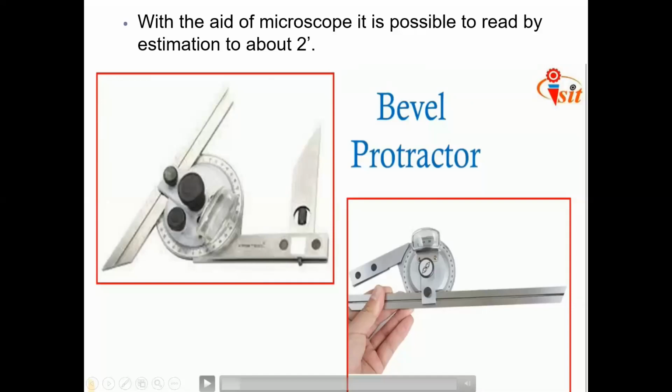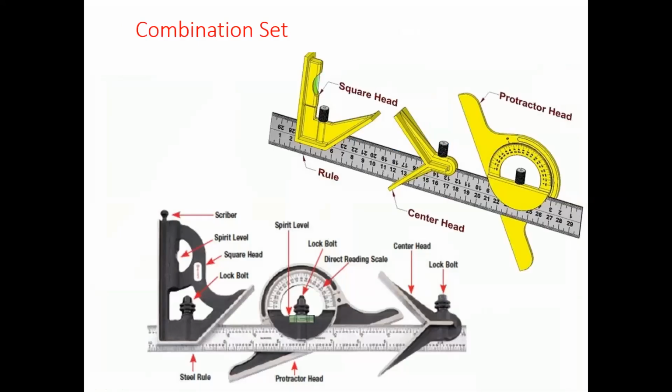Okay, one more angle measuring instrument is the combination set. It consists of a square head, protractor head, and center head. This is great for checking the squareness of holes or grooves. Also, one spirit level is there. It is used for checking flatness, straightness, and squareness.